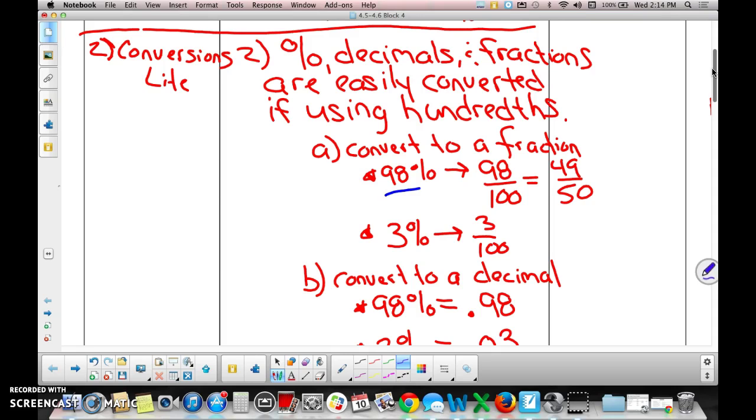So if we're dealing with a number like 98% here on A, we know that 98%, since percents are based out of 100, would be the fraction 98 over 100, which we're reducing to 49 over 50, right? Or if you're dealing with 3%, it's 3 over 100. Pretty simple stuff, yes, no?